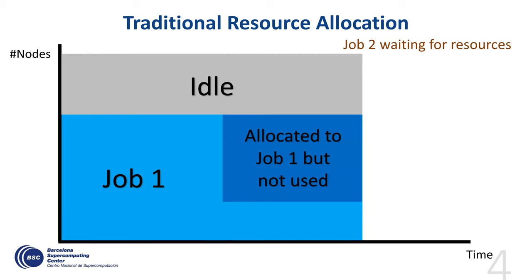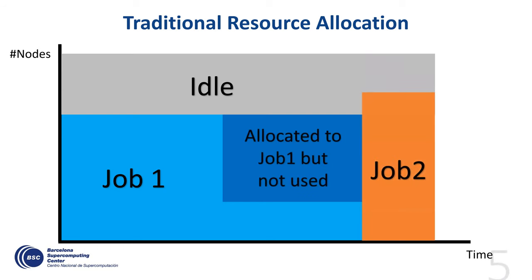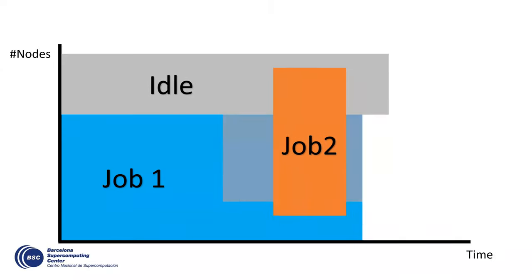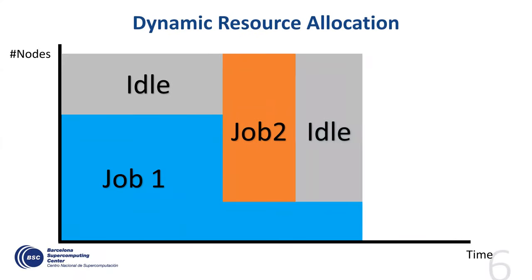This job one, in this case, has changed its stage, and at some point it's allocating resources that it doesn't need anymore because of a change of the computational stage. So it has those resources allocated, but not using them. Finally, job one finishes, and job two that was waiting in the queue can start its execution. This is the traditional approach. The dynamic approach would have been this: job one, during its execution, could have released its resources, and job two could start its execution.